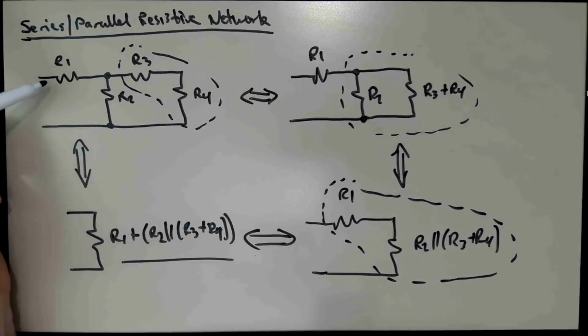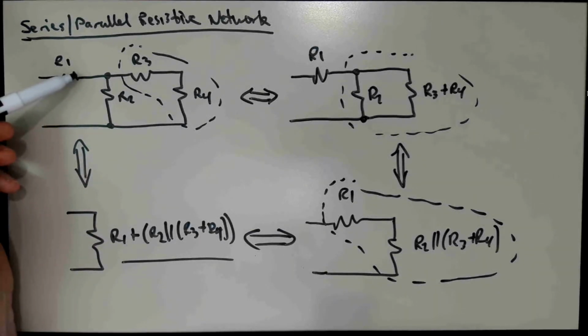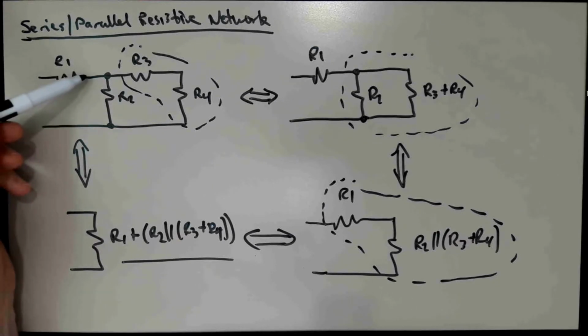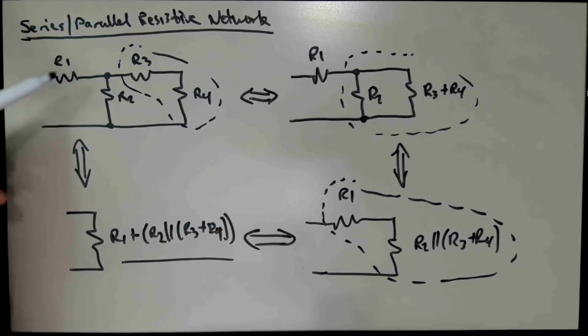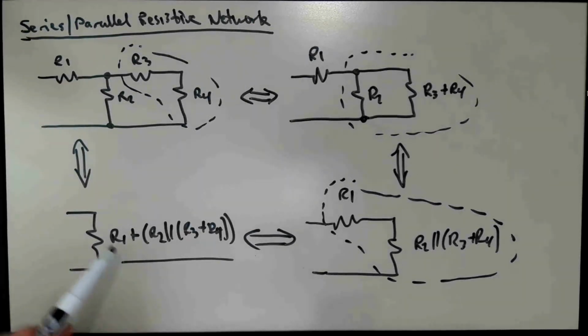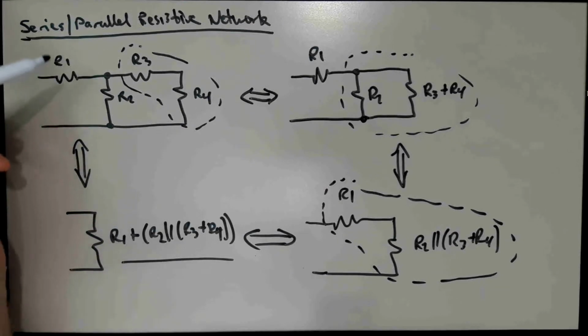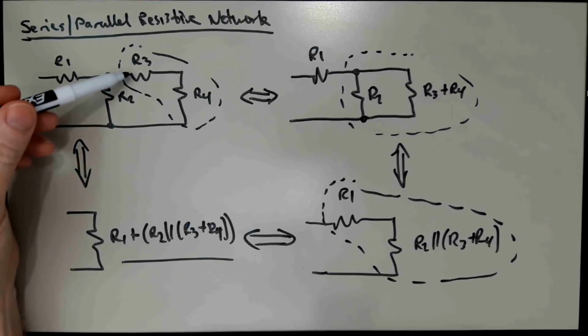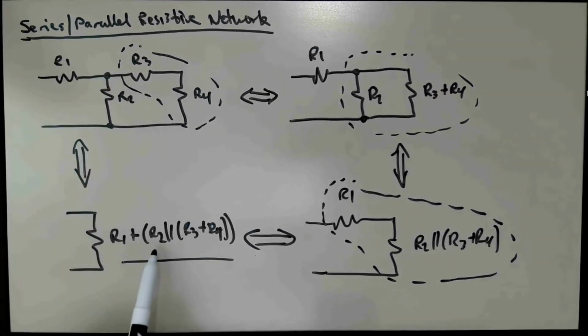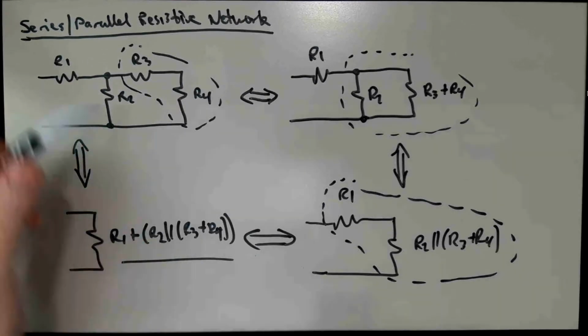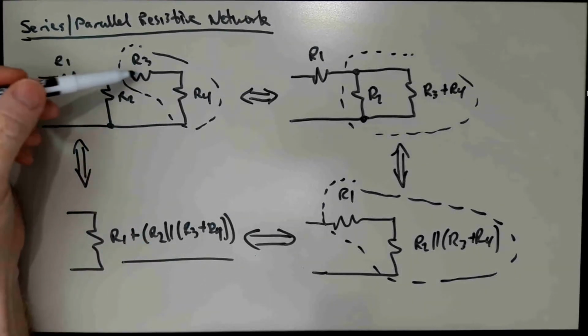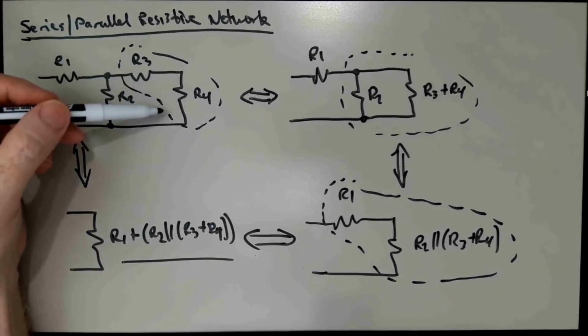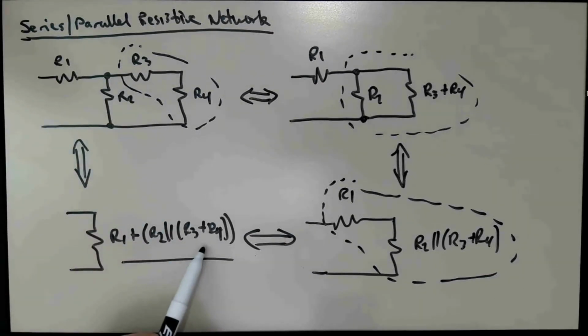So if I look here, I see R1 in series with something. I have to go through R1 to get to the other side to get to that other something. And so I can write R1 plus, because plus is how resistors combine in series. And then I see a branch point. So I have R2 in parallel with something else. So I can write R2 parallel. And then I see in this branch R3 in series with R4. So I can write R3 plus R4.